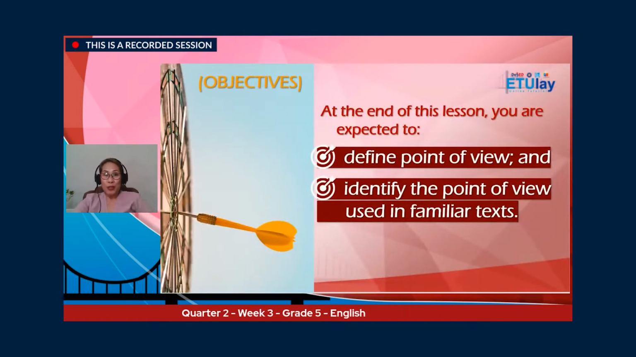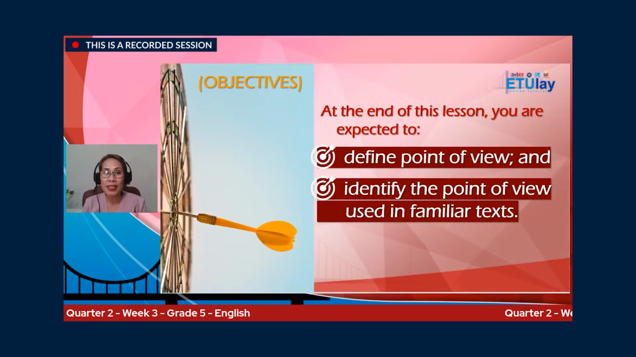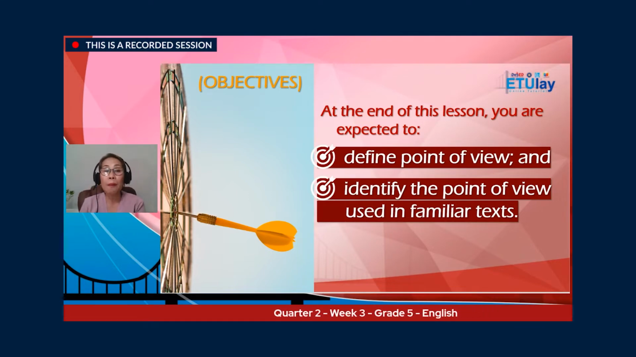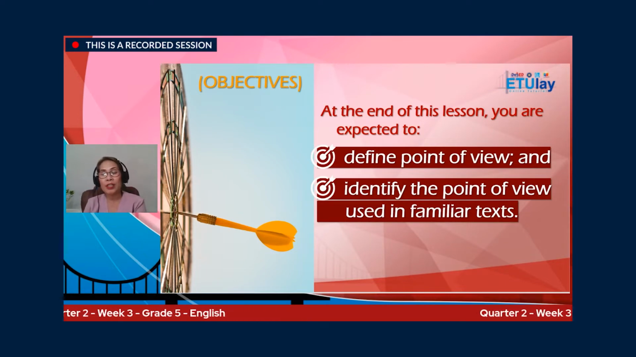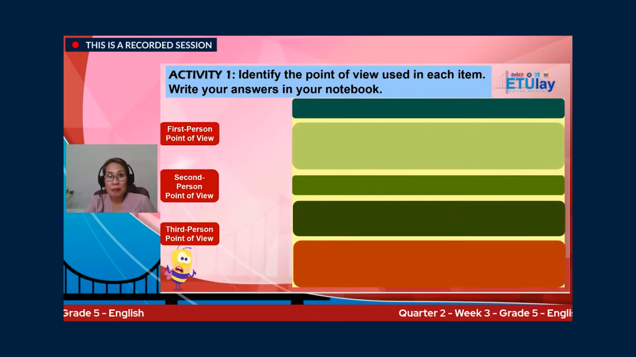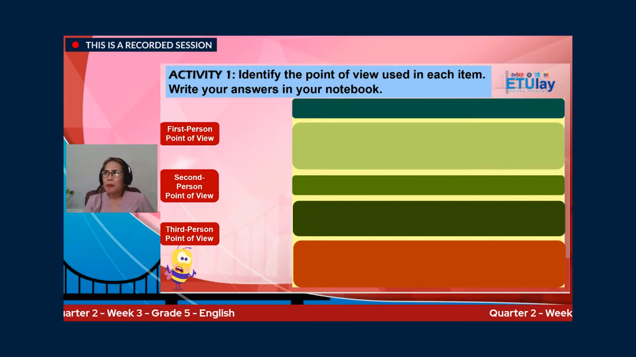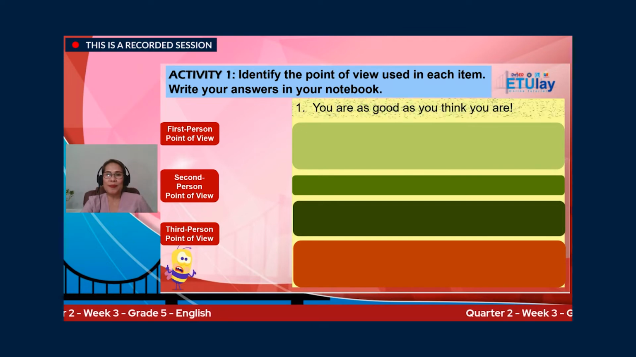So for today's goal, you are expected to do just two. First one is define point of view and identify the point of view used in familiar text. Okay, moving on. Let's check if you know something about our lesson today. Let's do the first activity. The instruction says, identify the point of view used in each item and then write your answers on your notebook. Ready? Yes. Let's have the first sentence.